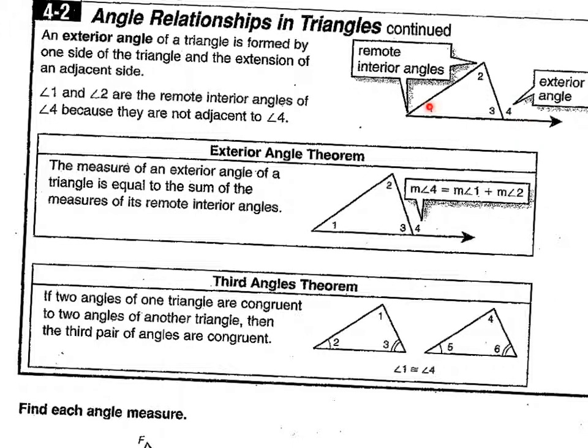So if angle 1 is 30, and angle 2 is 80, 30 and 80, 110, so angle 4 is going to be 110. But what if I have the angle 4 that is 100, and I know that angle 1 is 40? How can I get angle 2? You subtract them, okay? That's the easiest way to get that, which is 60, yes, okay?